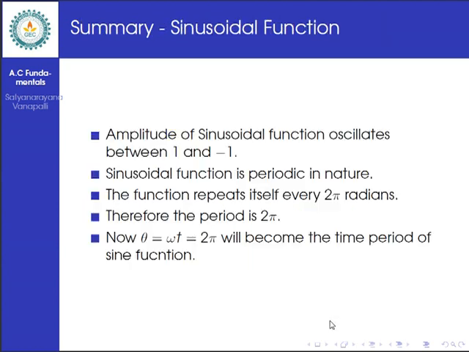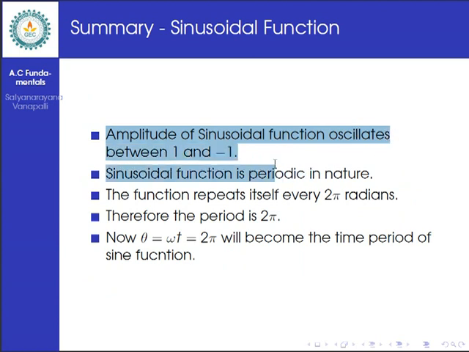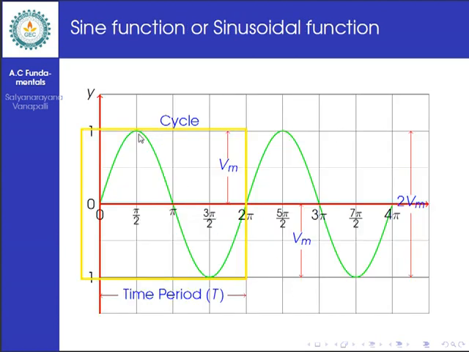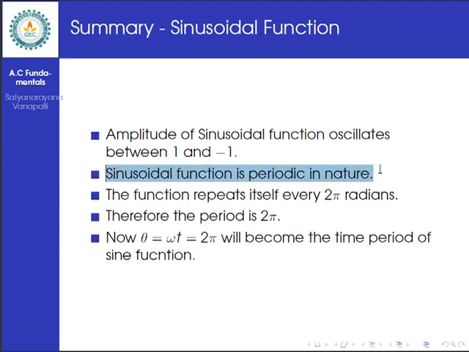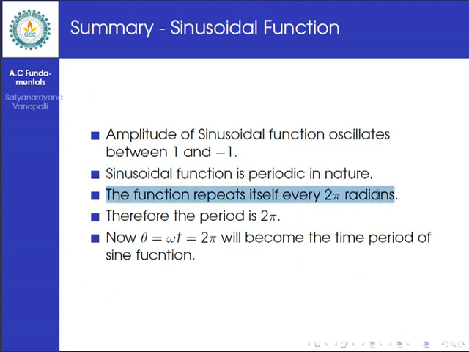Now we see the summary of the sine function. The amplitude of the sine function oscillates between +1 and -1. This is the first point. As you observe the waveform, the sine function values vary between -1 and +1. The second one: the sinusoidal function is periodic in nature. Its values are getting repeated at regular intervals of time, and the function repeats itself every 2 pi radians. Therefore, the period of the sine function is 2 pi radians. Now, theta equal to omega t equal to 2 pi will become the time period of the sine function.